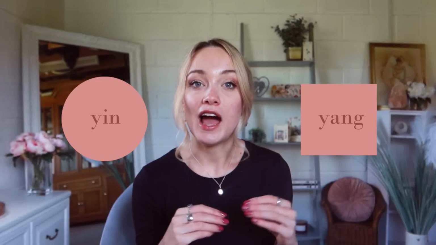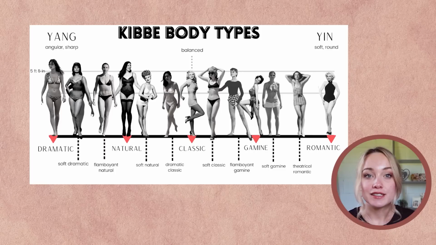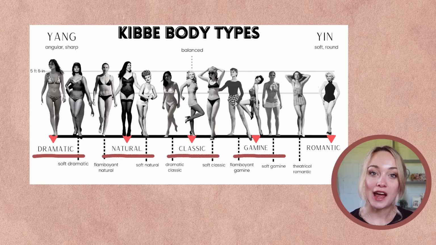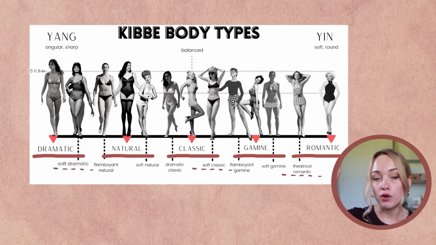So he did this in the 1980s, he wrote a book called Metamorphosis, and his 12 body types are based on yin and yang, and there's a sharp and a soft version of each of the types, and the main types are dramatic, natural, classic, gamine, and romantic. And each of those has a fancy word before, like soft dramatic, theatrical romantic, soft classic, and I have a whole video on the 10 Kibbe body types up here if you want to learn about that in more depth.